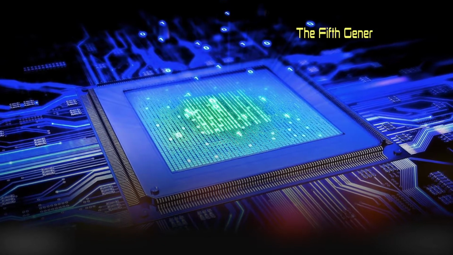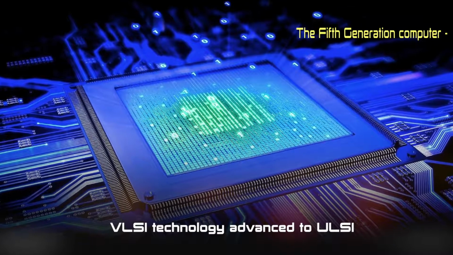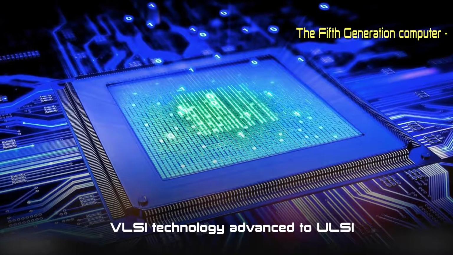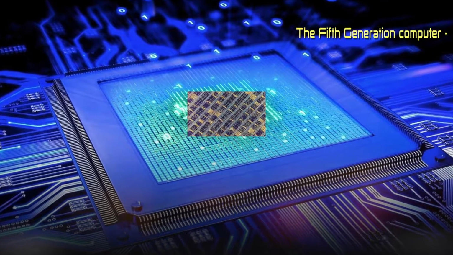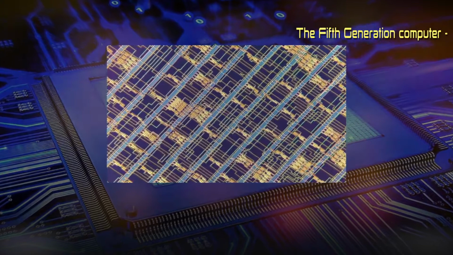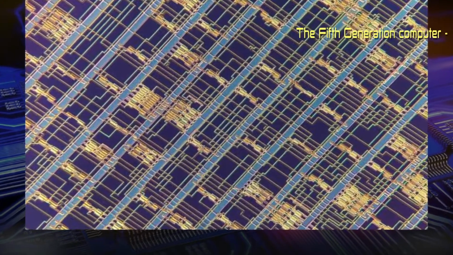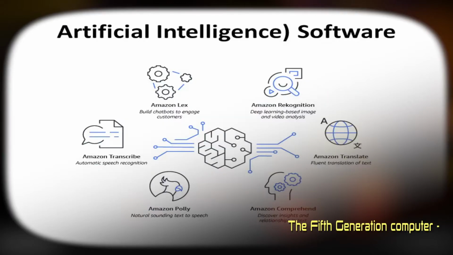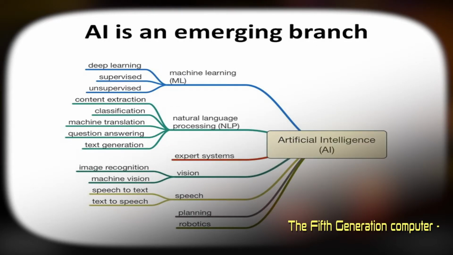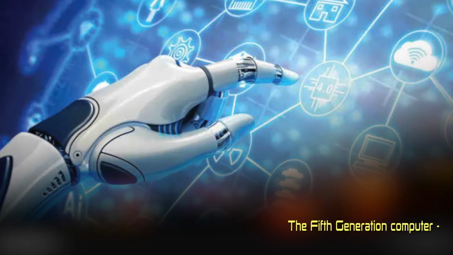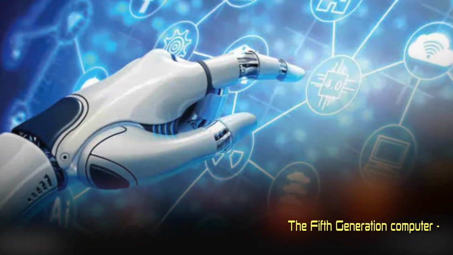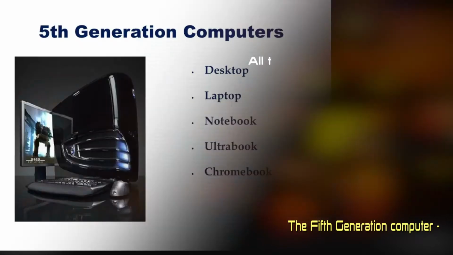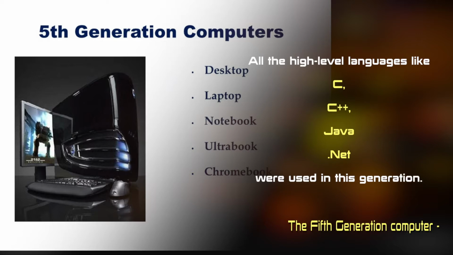In the fifth generation, VLSI technology advanced to ultra large scale integration or ULSI, resulting in production of microprocessor chips having 10 million electronic components. This generation is based on parallel processing hardware and artificial intelligence, AI software. AI is an emerging branch in computer science which interprets the means and methods of making computers think like human beings. All the high level languages like C and C++, Java, .NET are used in this generation.